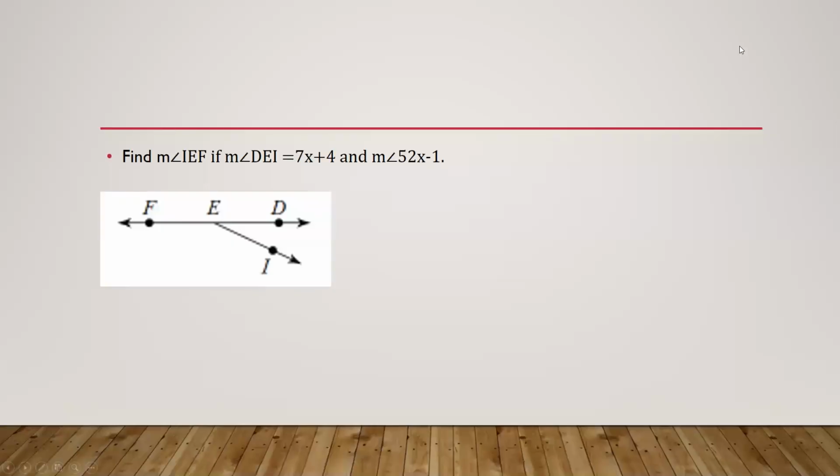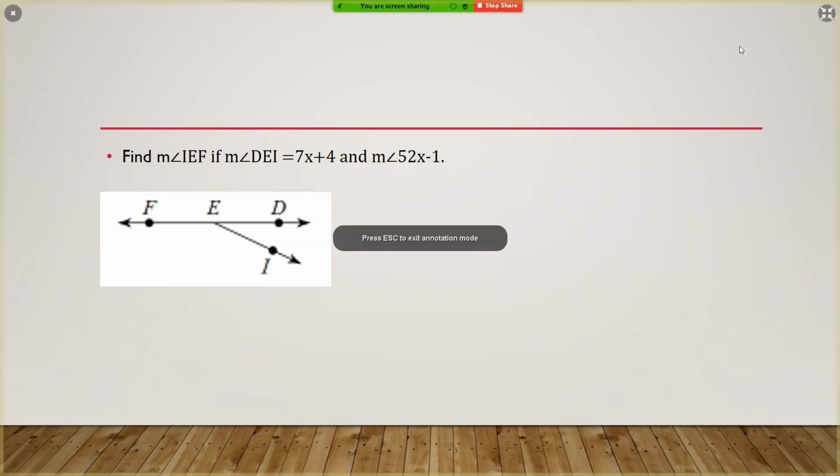All right, moving to the next question. It says, find the measure of angle IEF if the measure of DEI equals 7x plus 4, and there is a typo here, and the measure, insert in here IEF equals 52x minus 1. So first thing I'm going to do is transfer these two to my diagram.